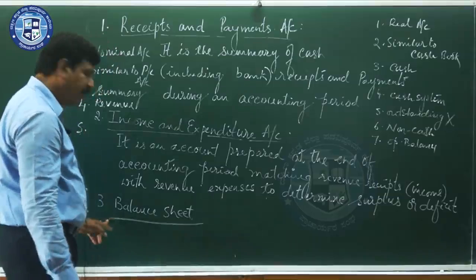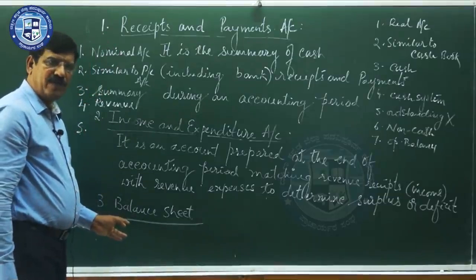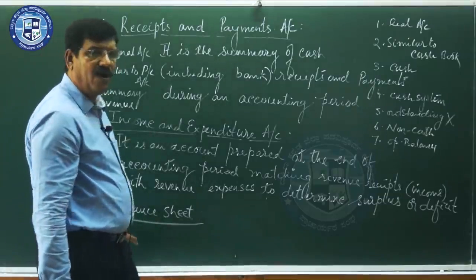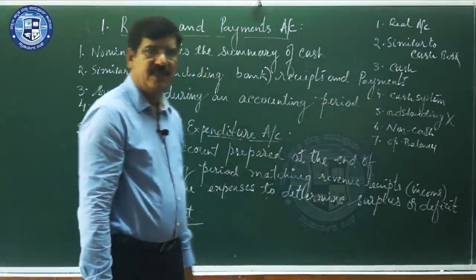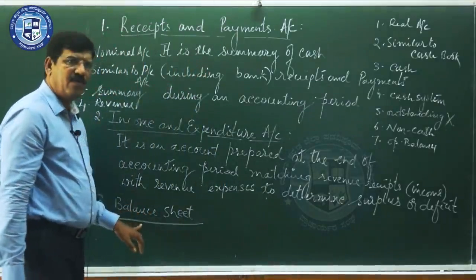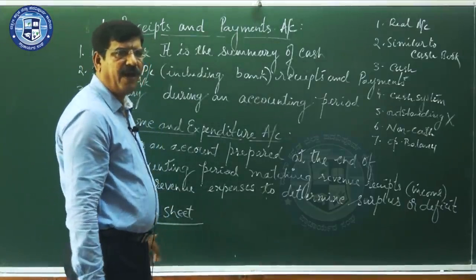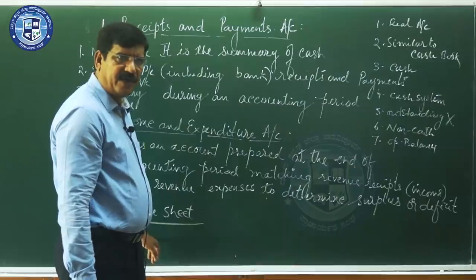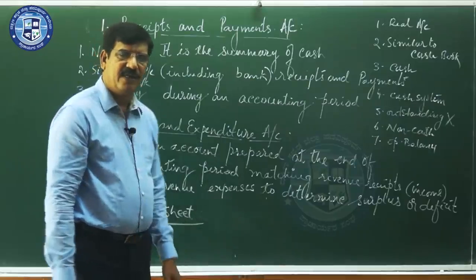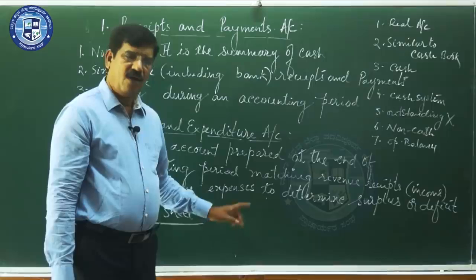And the third important document which is prepared by a not-for-profit organization is the balance sheet. So, what is the meaning of balance sheet? You have prepared it in the first year PU. A balance sheet is the statement showing the assets and liabilities of an organization.